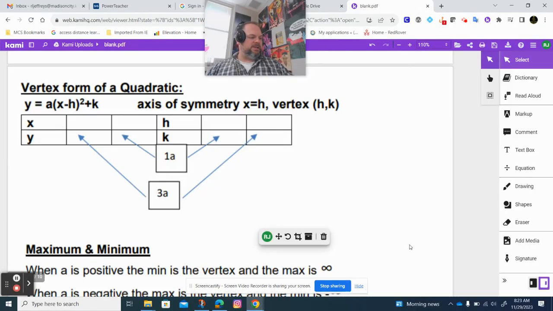All right, so we are continuing our voyage into quadratics. I'm basically talking to myself because we have students that don't want to listen, but it's okay.